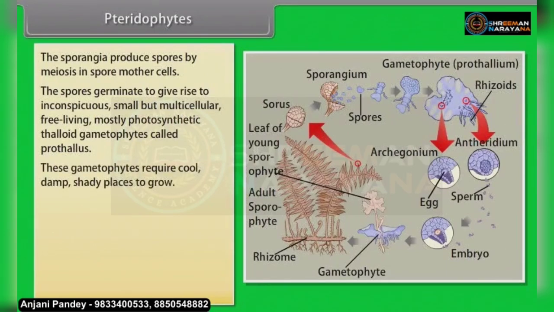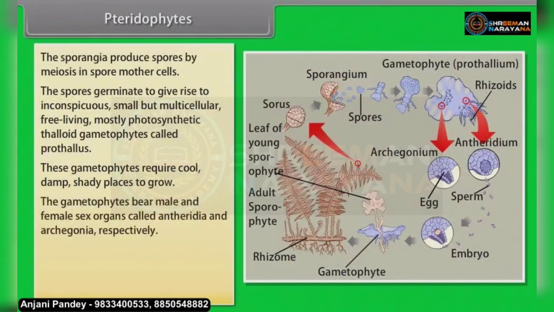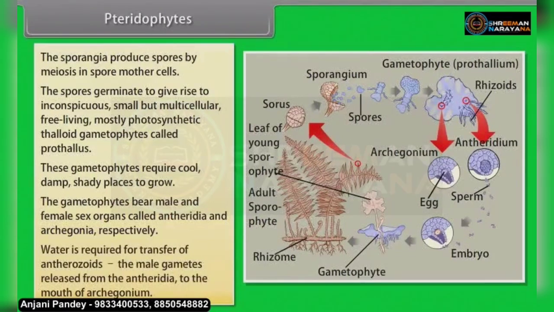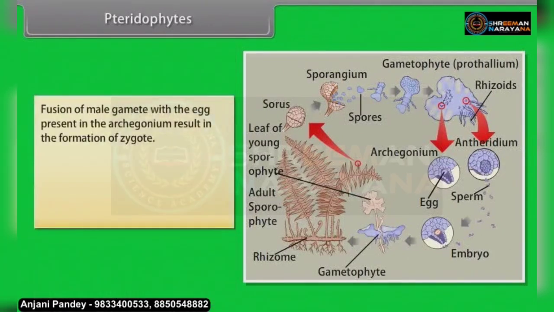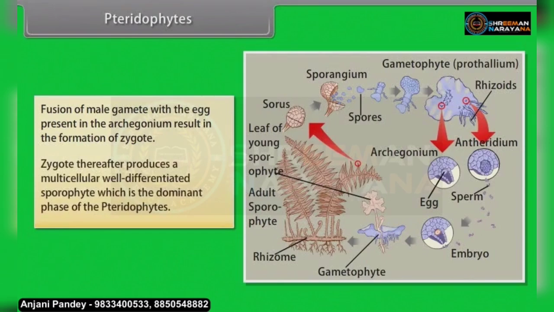These gametophytes require cool, damp, shady places to grow. The gametophytes bear male and female sex organs called antheridia and archegonia, respectively. Water is required for transfer of antherozoids. The male gametes are released from the antheridia to the mouth of the archegonium. Fusion of the male gamete with the egg present in the archegonium results in the formation of a zygote. The zygote thereafter produces a multicellular, well-differentiated sporophyte, which is the dominant phase of the pteridophytes.